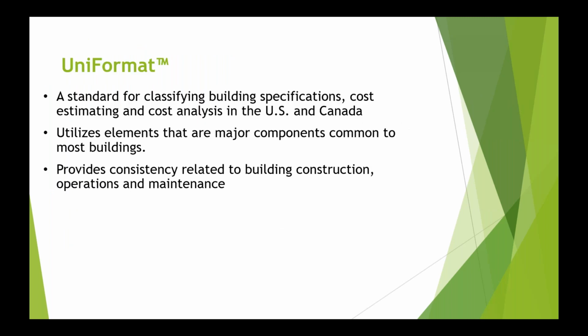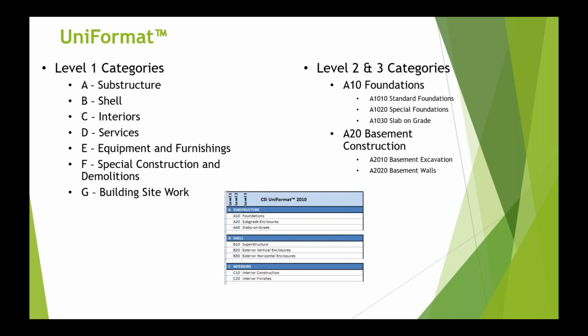Another thing we looked at was UniFormat. It's a standard for classifying building specifications, cost estimates, and cost analysis in the US and Canada, and it utilizes major building components. So we started looking at resources that were already out there. We didn't want to reinvent the wheel. If you're not familiar with UniFormat, there's different categories, level one, level two. So level one, as you'll see on the left, we've got the different aspects of a building: substructure, shell, interiors, services. Level two and three, we can hone down more.